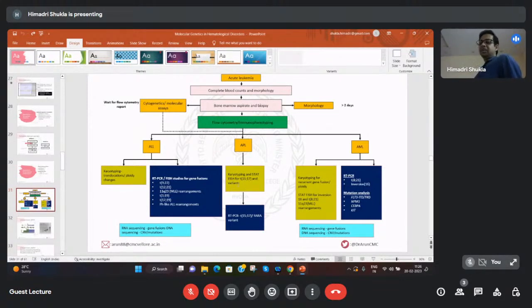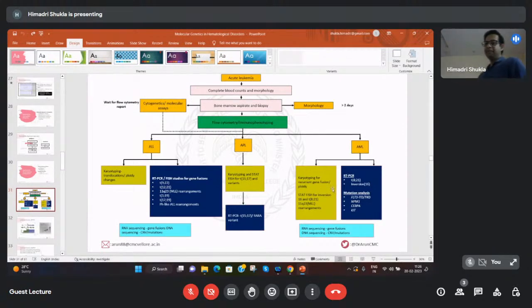But remember, you have to always supplement one test with the other, because none of the tests has 100% sensitivity and specificity. So we do stat FISH for all patients, and in cases where it's negative, you also go back and look at the karyotype, or we do an RT-PCR for the same translocations. More often than not, this could be one of the variant translocations.